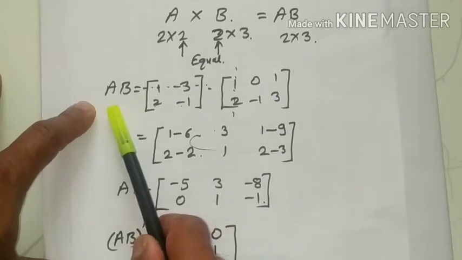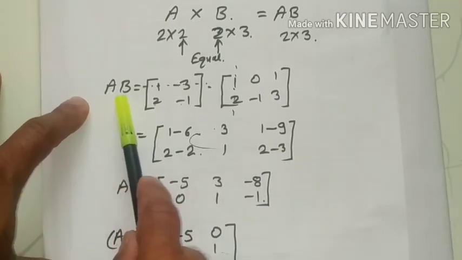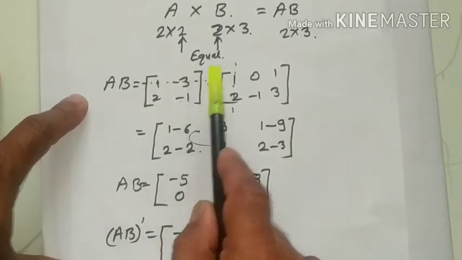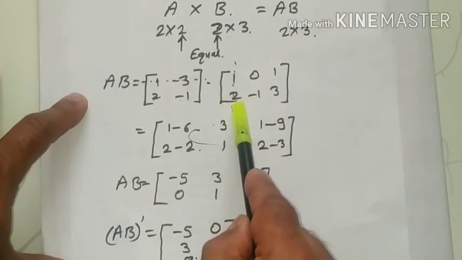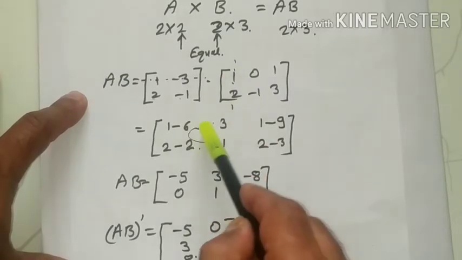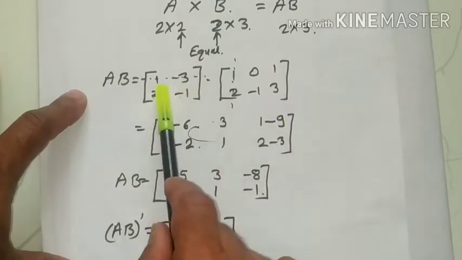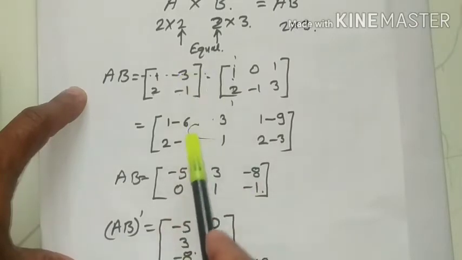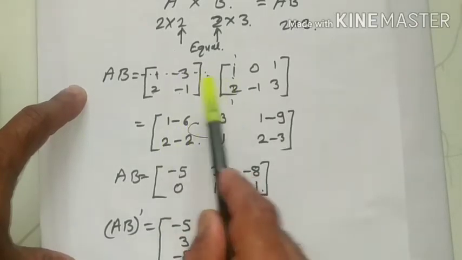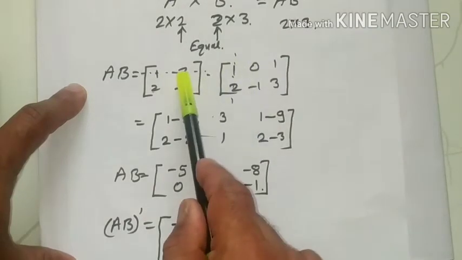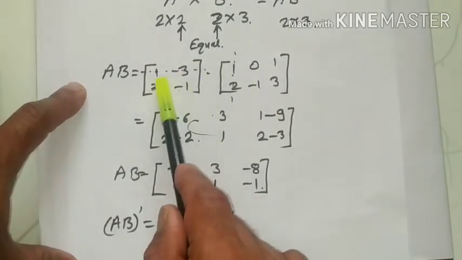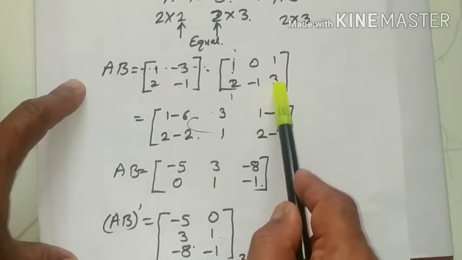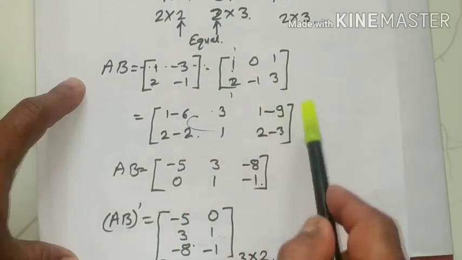According to the rule of multiplication of matrix, multiply the first row of the first matrix with the columns of the second matrix. So we get the first, second, third element. Here we multiply 1 into 1, 1, 2 into minus 3, minus 6. So 1 minus 6. Then 1 into 0, 0, minus 3 into minus 1, 3. Then 1 into 1, 1, minus 3 into 3, minus 9.